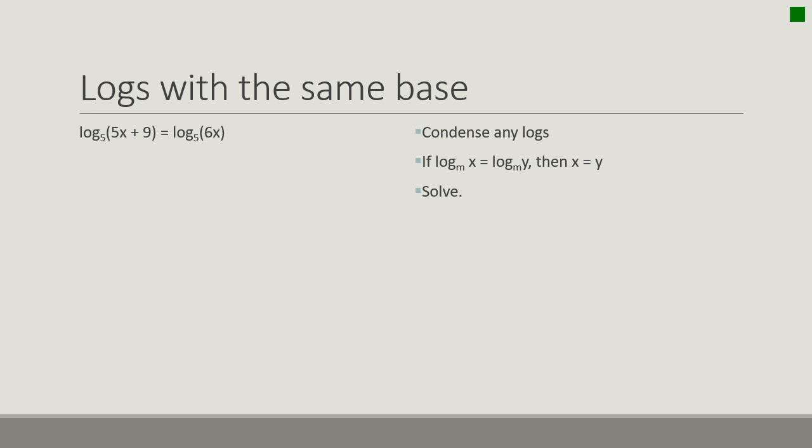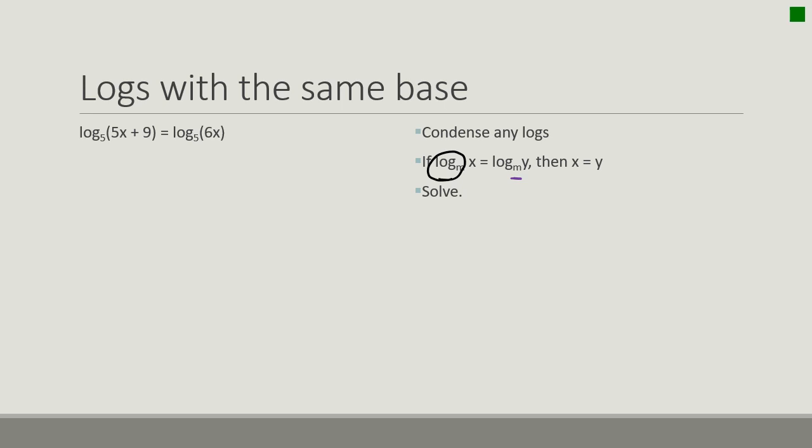So when the logs have the same base, the first thing we want to do is condense anything. So if I've got more than 2 logs on one side, I want to condense it. Here, I don't. So what I'm going to do is use the fact that if my logs have the same base, just like when exponents have the same base, I'm going to set them equal to each other. So the x equals the y.